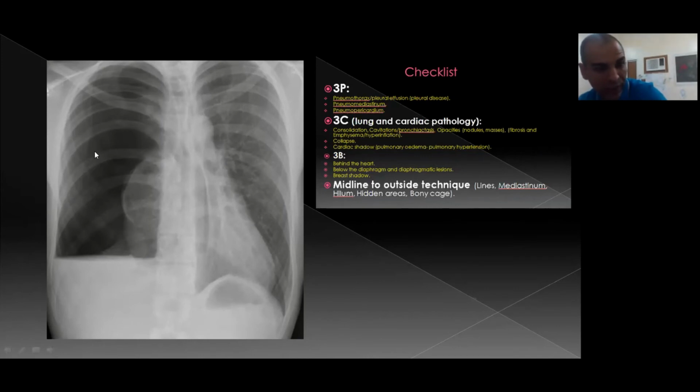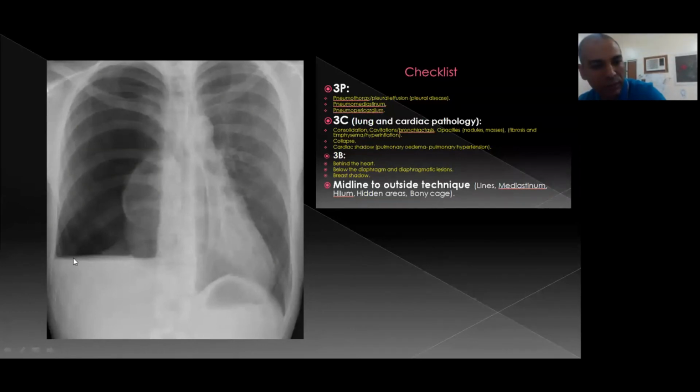So we have more lucency. More lucent and jet black. You couldn't identify any bronchovascular markings. Exactly. So you have here gas lucency, gas, air. And I agree totally with you.